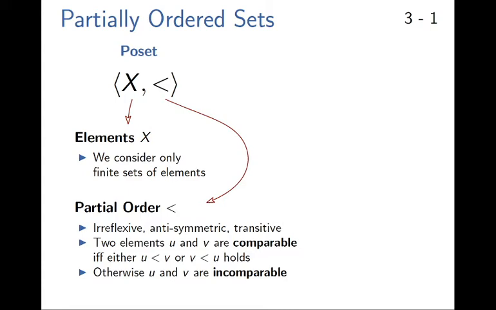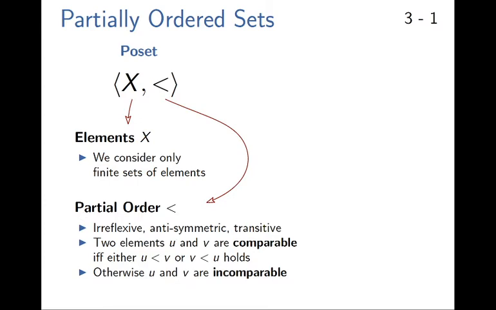What is this partial order? So when you are given two distinct elements out of this set X, let these two elements be U and V, you have three options. U can be less than V, V can be less than U, or you don't know. So the partial order is not giving you this information. In the former two cases, you say that these two elements are comparable, because you can compare them. And in the last case, you say that they are incomparable.